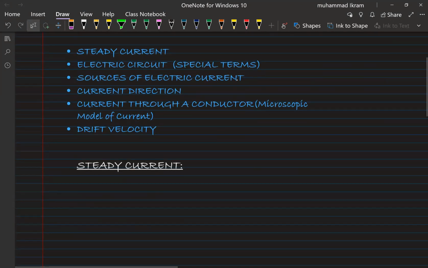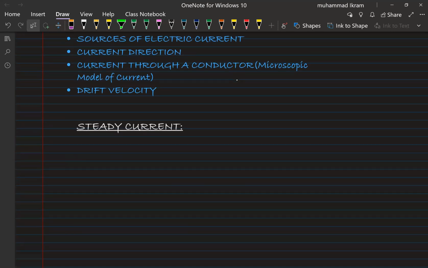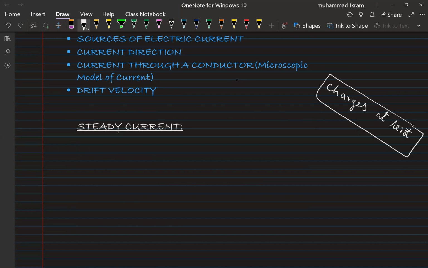Bismillah ar-Rahman ar-Rahim. The first one is the steady current. Now, in the previous chapter, we studied charges at rest. And that was which part of electricity? That was static electricity. If you remember, I told you that electricity has two main branches: static electricity, the study of charges at rest, and current electricity, the study of charges when the charges are in motion. So today we are actually studying current electricity.